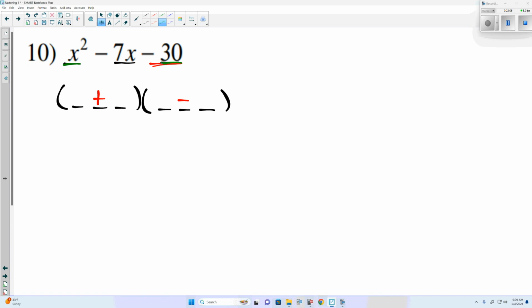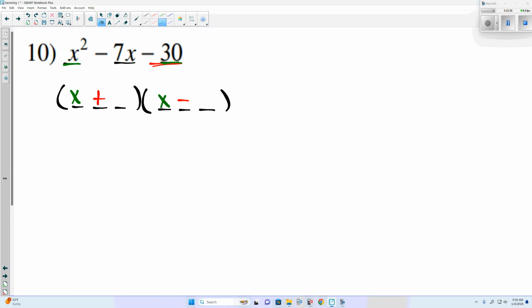Questions on this so far? Now we need to find the factors of the first and third terms. Factors of the first term are x and x, because our factors of x squared here are always going to be x and x. If there was a number in front of it, we would still have x and x. We would just need to find the numbers in front of x.